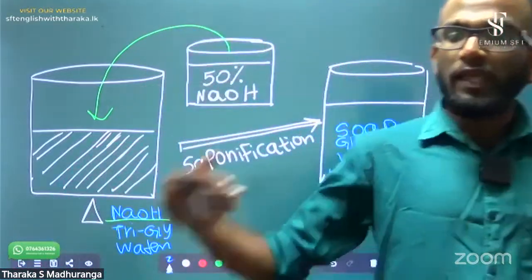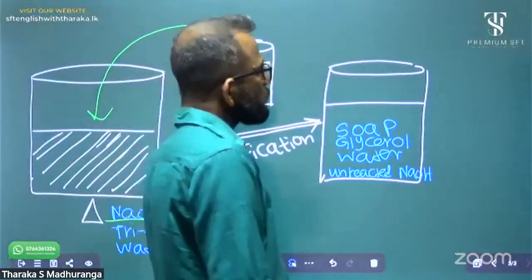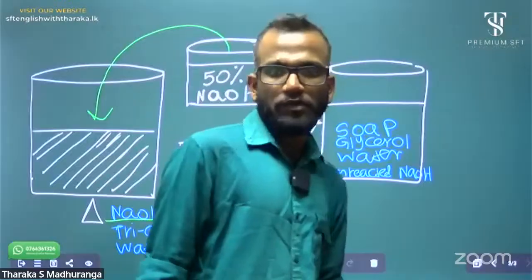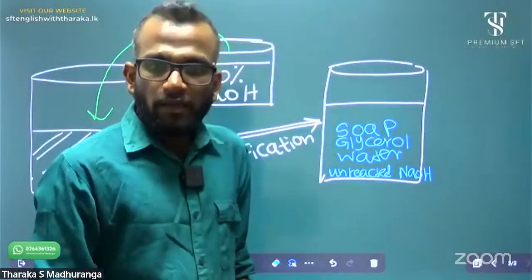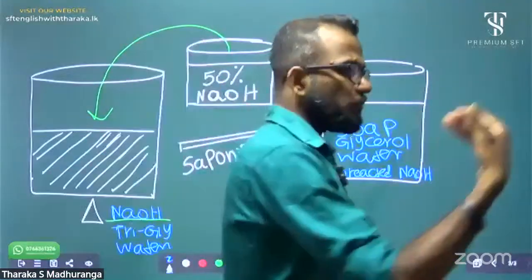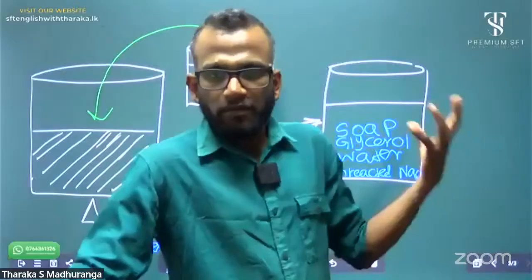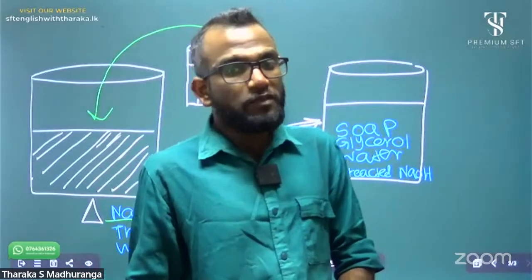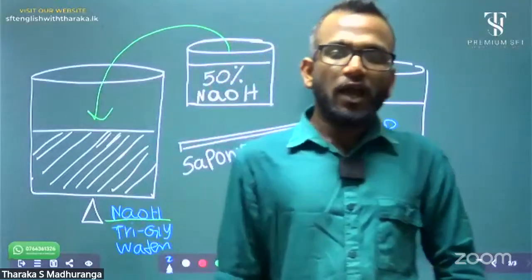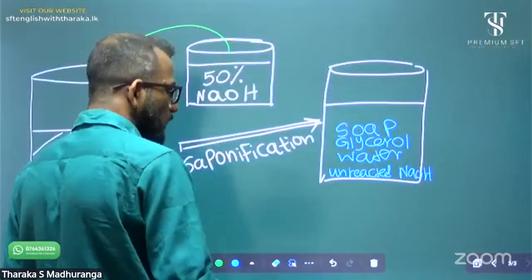Okay, the next step is to separate this soap and glycerol, because soap is the product and glycerol is the byproduct. Soap and glycerol. Okay, what do you think? How to separate that? Okay, very carefully understand this part.